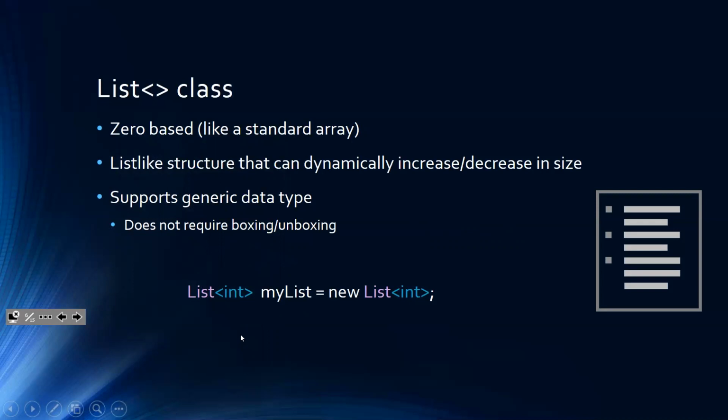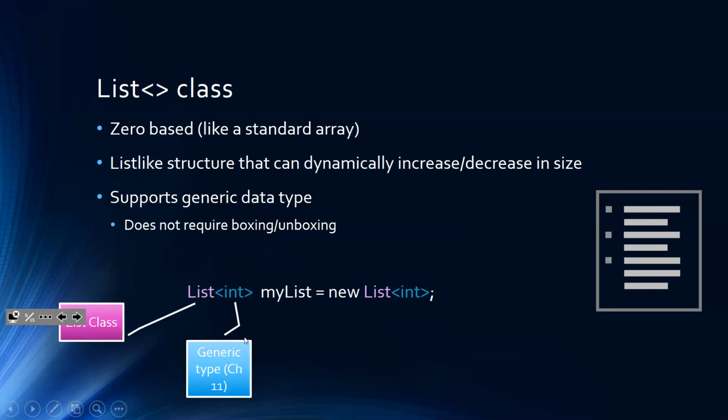So we could make a list, again, of football instances if we wanted to. Now, whenever we're using the list, by default, it's going to support whatever data type we put in as our generic type without boxing and unboxing. So it's going to help us performance-wise.